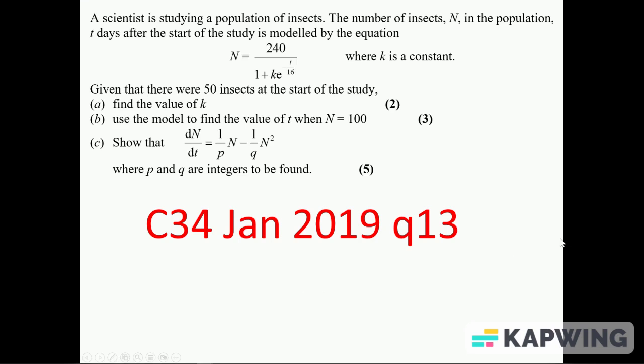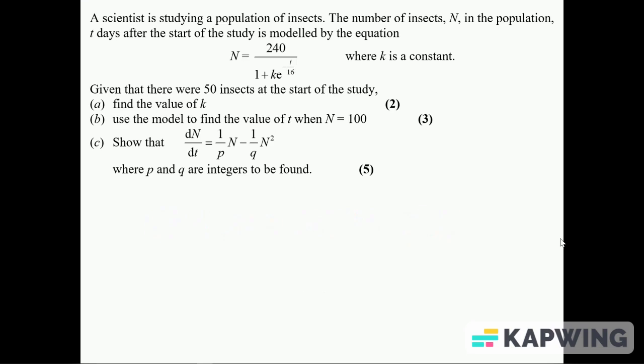Right, we've got a C34 question here, from Edexcel, January 2019, question 13. Scientists are studying a population of insects. The number of insects, n, in the population, t days after the start of the study, is modelled by that equation. It's got k on the bottom, where k is a constant. There were 50 insects at the start of the study, and we've got to find out what k is.